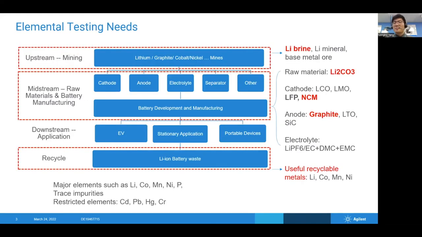So earlier, both of the previous speakers touched upon the battery supply chain, so I won't spend a lot of time here. The point is that every step of the way, we need to test it, from the mining to raw materials to battery-grade materials to recycling. These all need to be tested. But one thing in common in most of these analyses is that we will be looking at multiple elements with a wide range of concentrations in a complex matrix. So the correct analytical instrumentation and methods become crucial for the success of these tests.